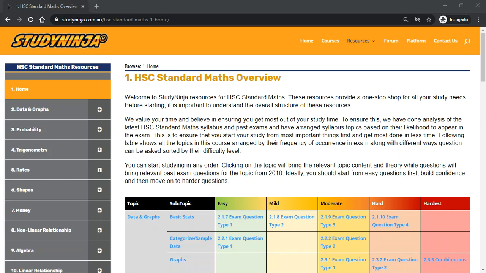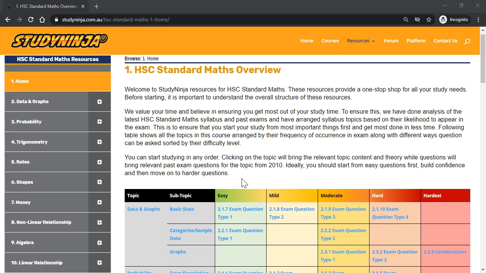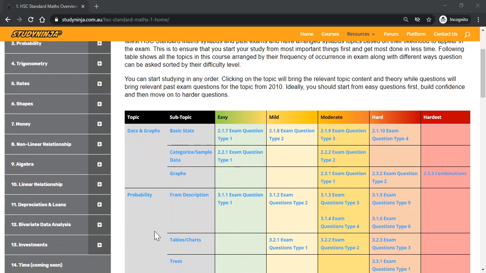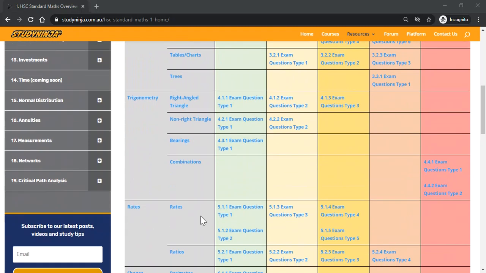In today's video, I will be talking about 2019 exam question number 2. So we look at the study matrix again on StudyNinja website. This question came from the topic of rates, and it was an easy question, which was a question type 1. So let's go to this section.